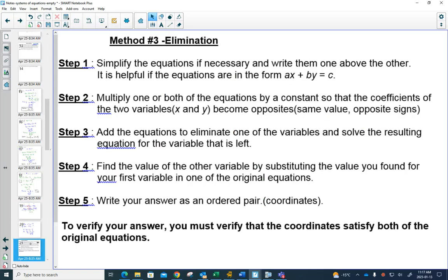And so this is the elimination technique. And once again, we write our solution as an ordered pair, and we check it. Plug it back into the original one, see if it works.